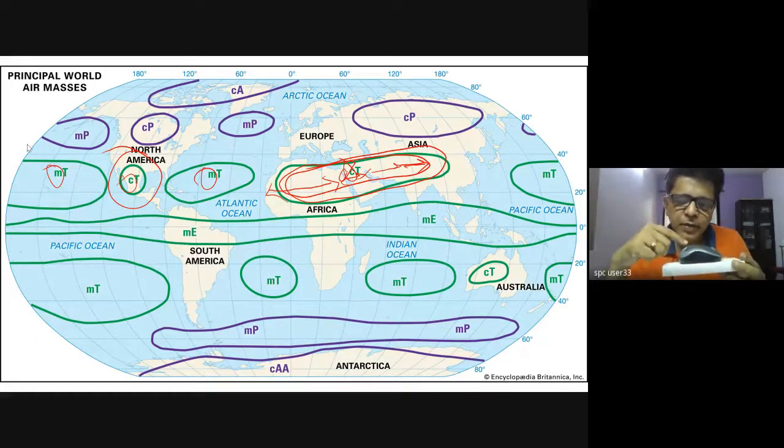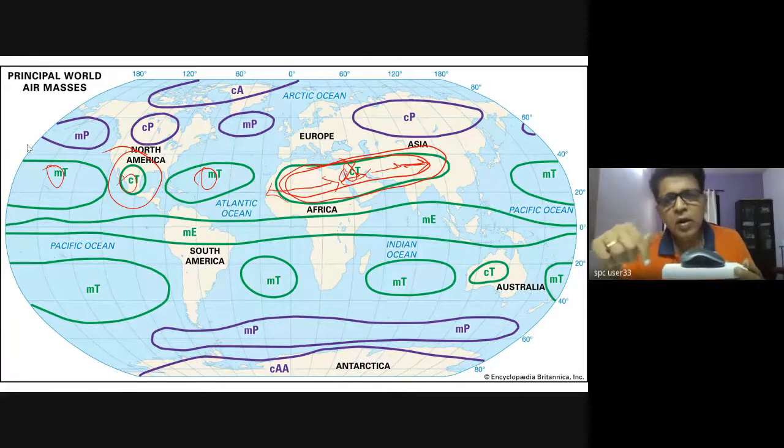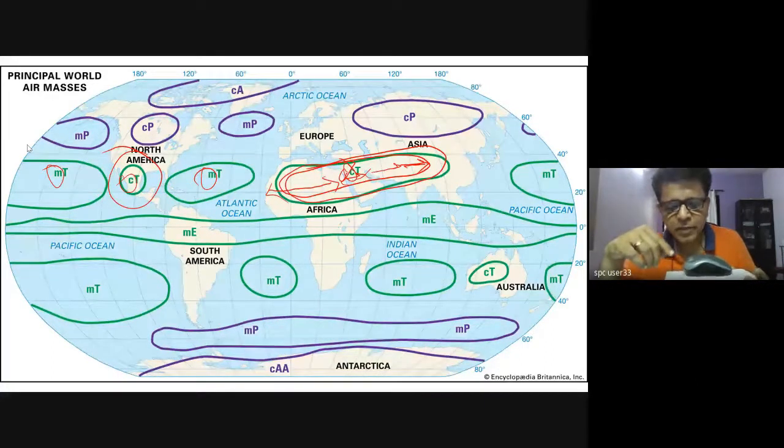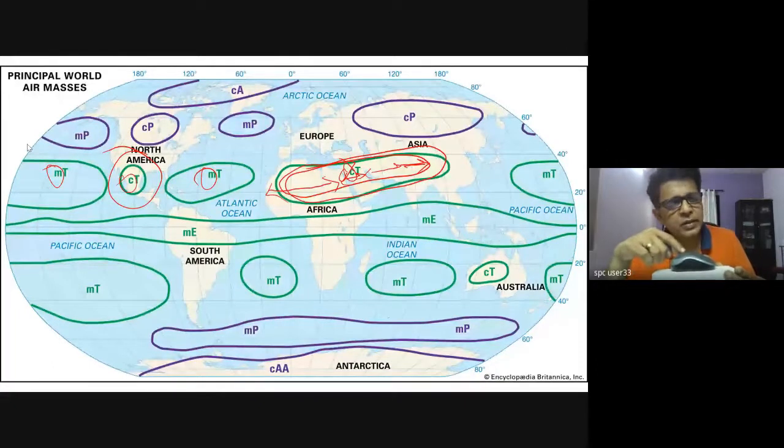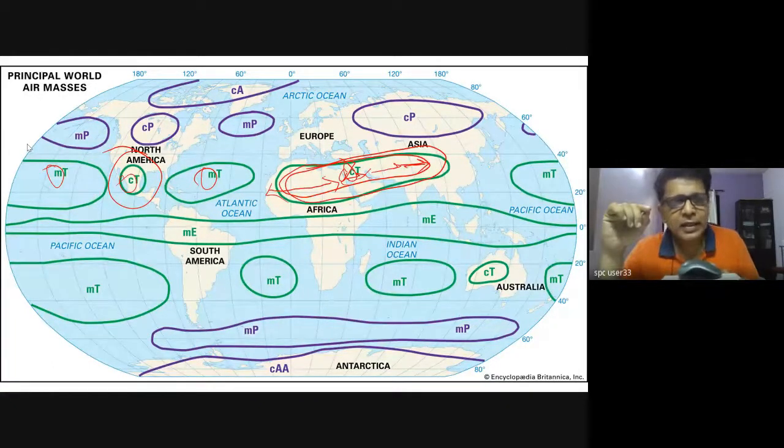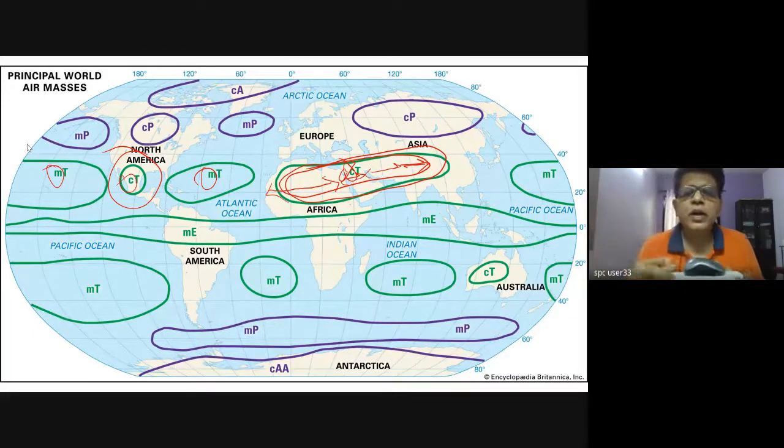Now, if the temperature of this air mass is going to be higher than this, it is going to be called a warm air mass. On the other hand, if the temperature of this air mass is going to be cooler than this, it is going to be called the cold air mass. I told you all yesterday that in symbolic representation, cold air mass is referred to as K and not C, as cold is spelled in English. It is referred to with reference to K.